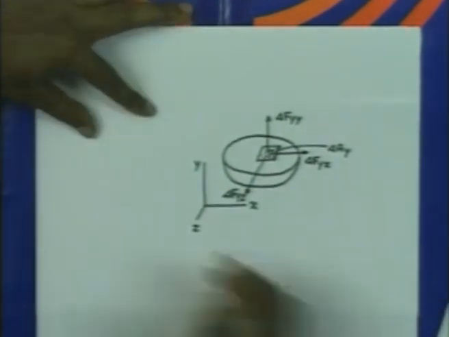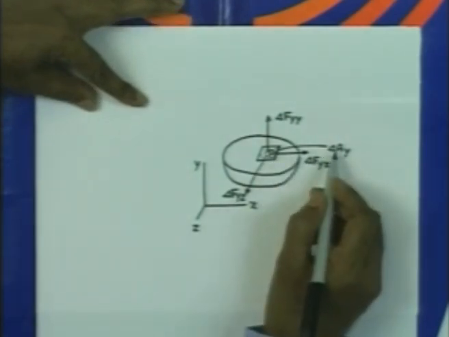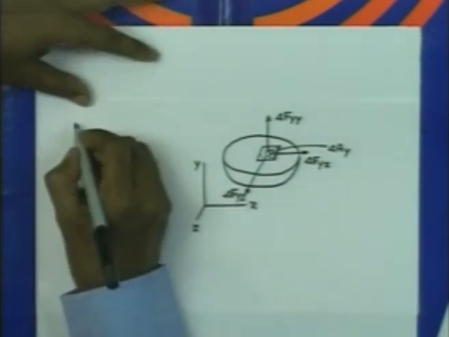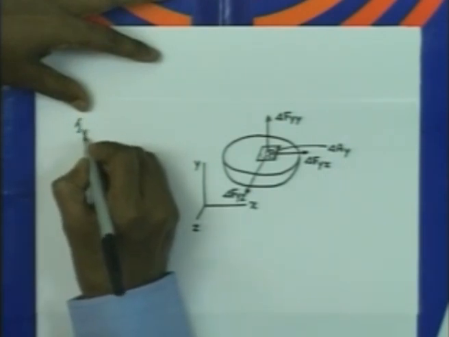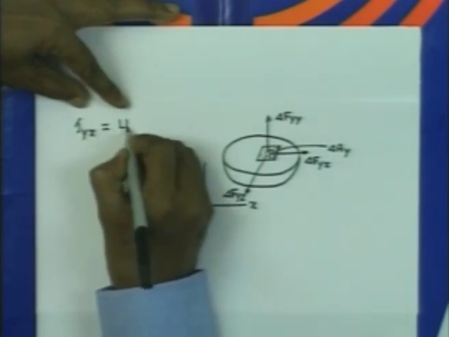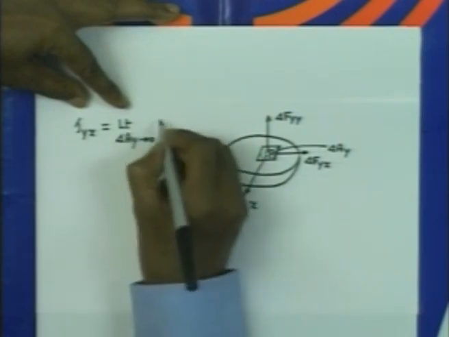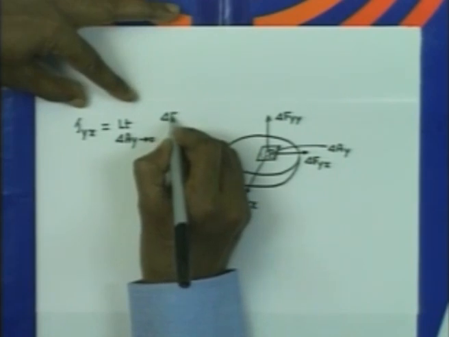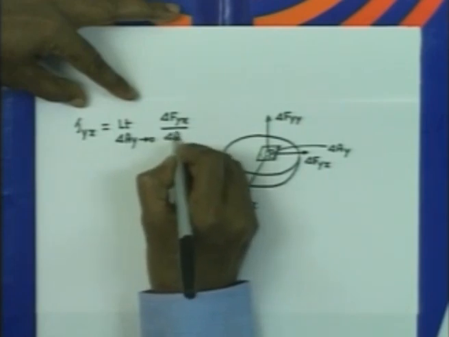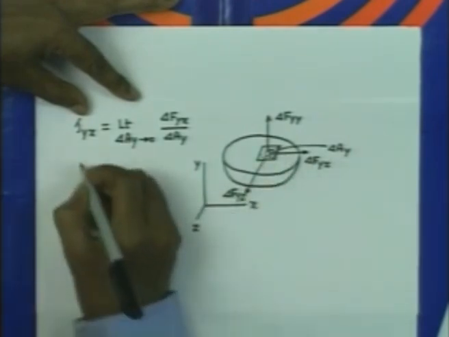Now, if I consider the intensity of these forces per unit area, and then as we take the area to shrink to 0, we get the limits, we get the stresses like this: tau yx is the limit, delta A y tending to 0, of delta f yx by delta A y. So, that gives us the shear stress acting in the x direction on this area.